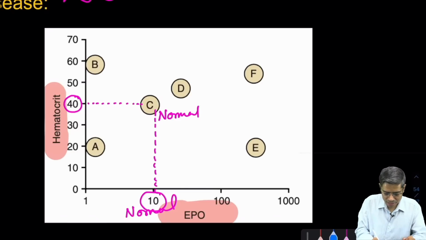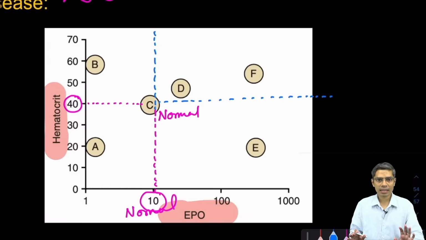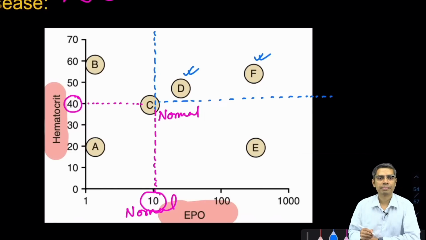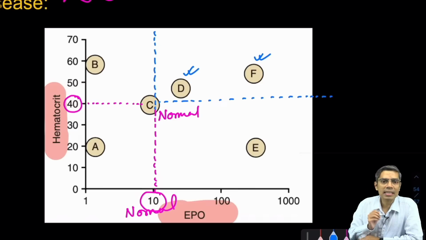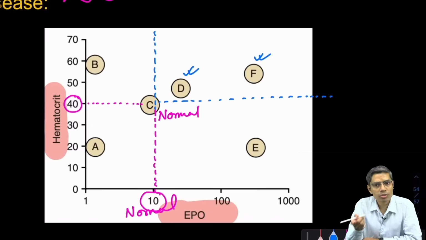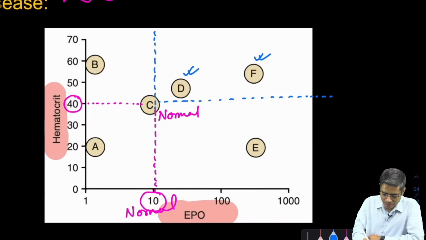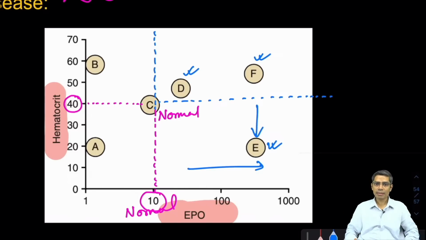Now, if I extend this perpendicular like this, I can understand whether hematocrit is more than normal or less than normal. D and E indicate hematocrit is also normal, erythropoietin is also normal, and E indicates erythropoietin is high, but hematocrit is low. This is the way to identify. Getting my point?